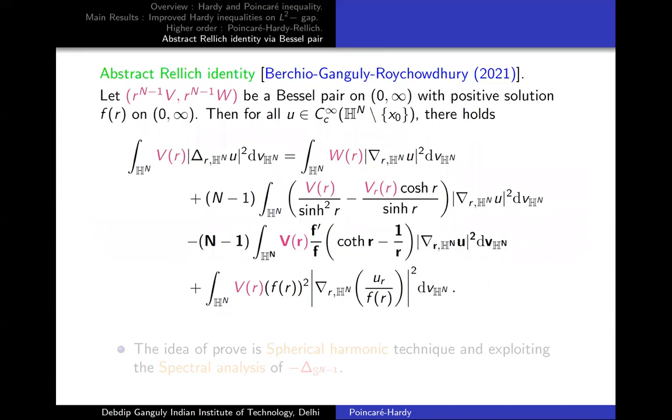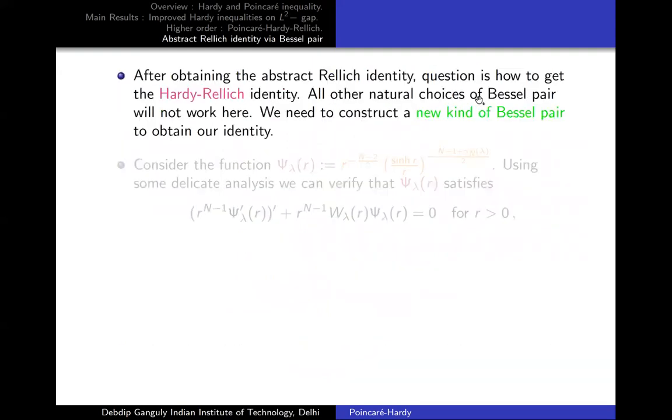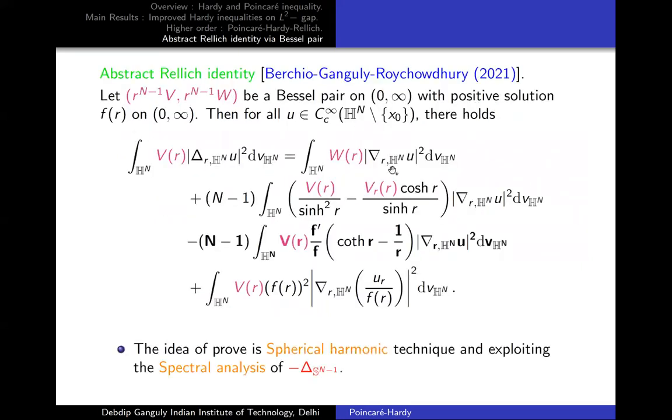Whatever we are getting is the known improved Rellich, or just a Poincaré improvement without a best constant and so on. So in that case, we have to construct a new kind of Bessel pair to get all those improved Poincaré inequalities.